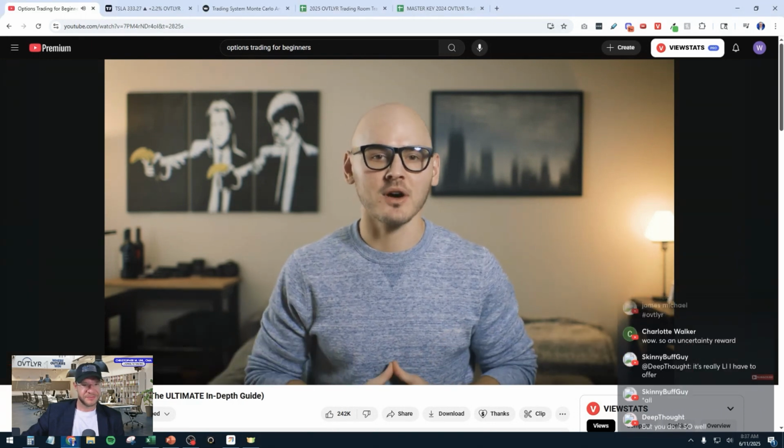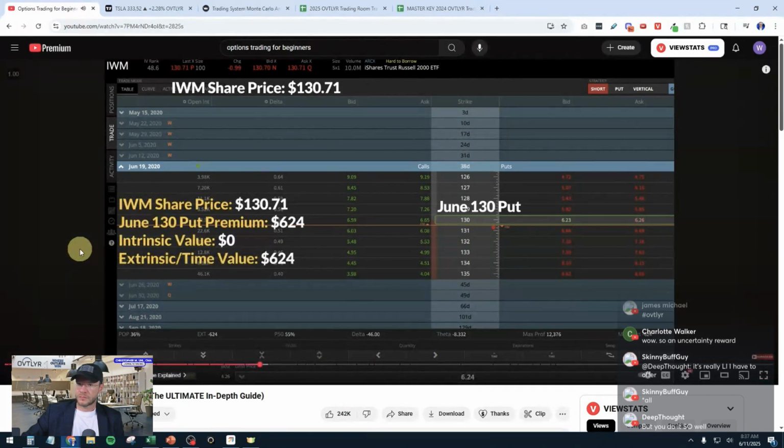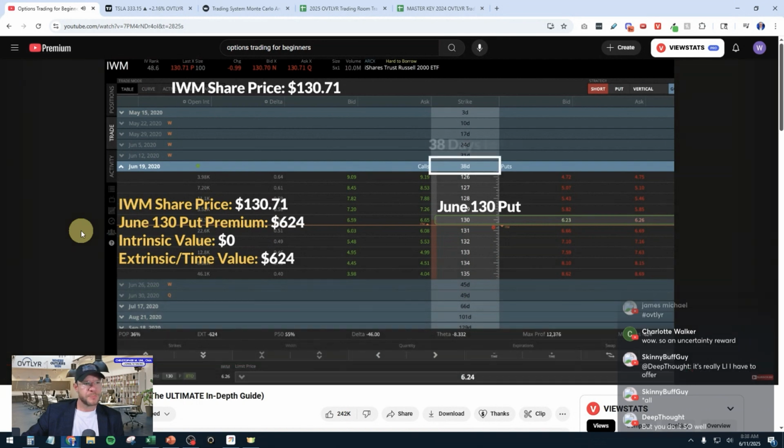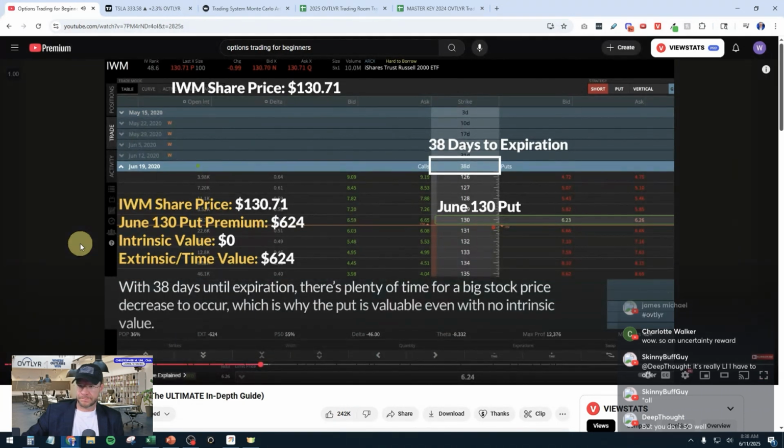Because there's lots more time left for the stock price to move and therefore cause the option to become significantly more valuable, particularly intrinsically valuable. Now, the IWM put that we looked at earlier, it should make complete sense why the put option was worth $624 when the strike price of the put was $130, but the price of IWM shares at that moment were actually above $130. The reason that the put option was worth $624 is because it had over 30 days to expiration, and in a 30-day time period, especially right now during the coronavirus pandemic and the market volatility.